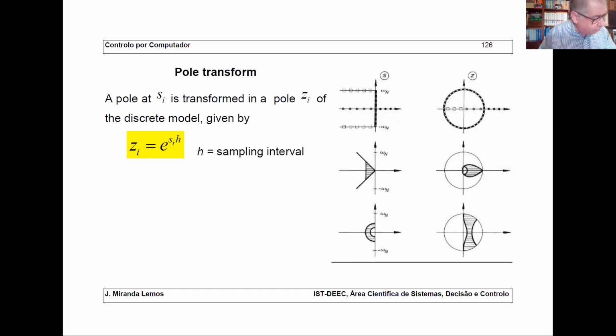So, to save the day, what have we learned? We have learned this important fact: a pole in continuous time is mapped, when you apply AD and DA converters, to a pole in discrete time, which is the exponential of the original continuous time pole multiplied by the sampling interval. This means an asymptotically stable system is always mapped into an asymptotically stable system in discrete time. Okay.